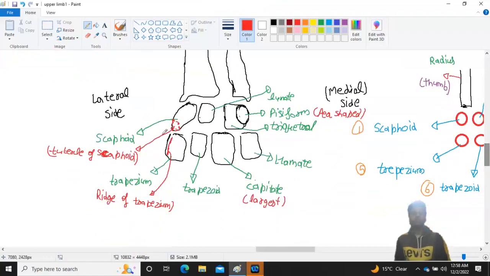Scaphoid bone has boat shape. It is boat shaped. Done.